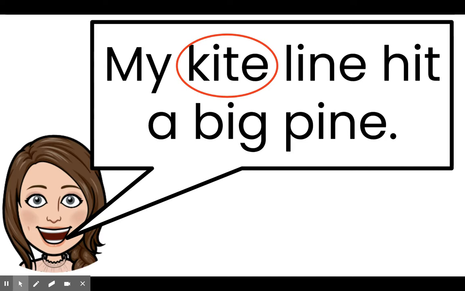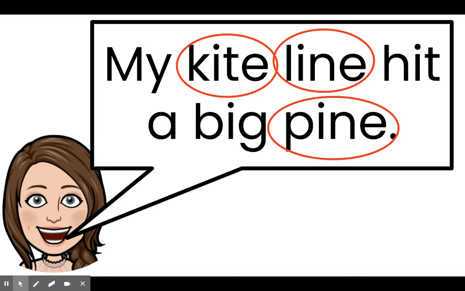Point to the next word with the long I sound using silent super E. You should be pointing to the word right next to kite. That's the word line. Read it with me. Line. Do you see any more words with the long I pattern? You do. Point to it. If you're pointing to pine, you got it. That's the other word with the long I pattern with silent super E. P-I-N-E. Pine.